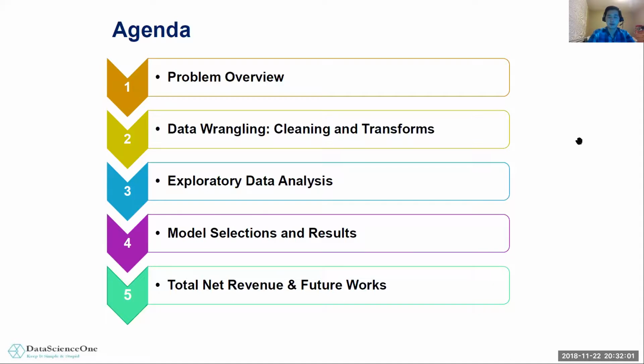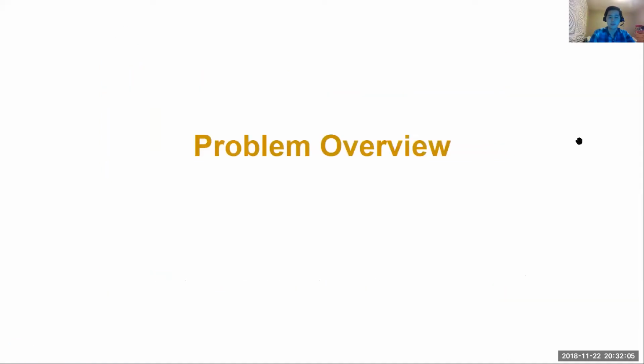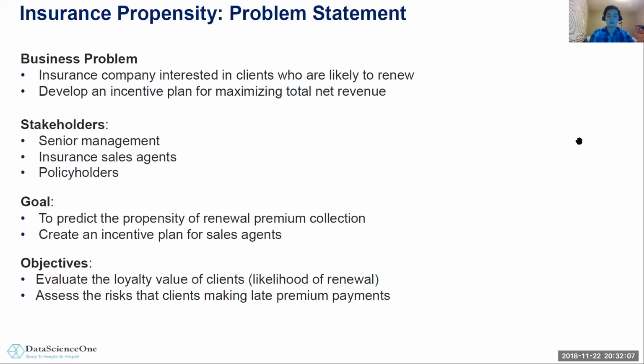So here is a brief agenda on what we will be covering today. Let's get started with the business problem. The insurance company is interested in identifying clients who are likely to renew their policies and in developing an incentive plan for maximizing the total net revenue from collected renewed premiums.